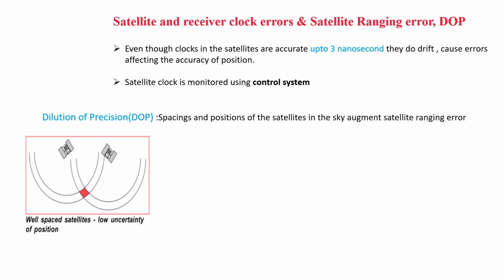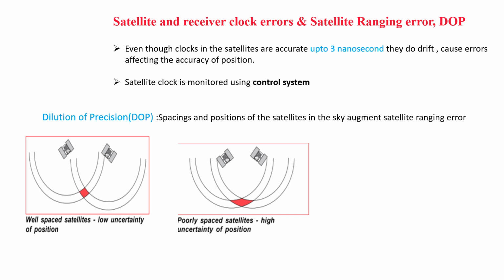So the spacing and the position of the satellites in the sky can also augment or reduce the ranging error. If there are two well-spaced satellites, there is an intersection of the signals, introducing a low uncertainty in position. The spacing of satellites that can augment the ranging error is called poorly spaced satellites, and there will be a high uncertainty in the position. That uncertainty area is made bigger compared to the small uncertainty.